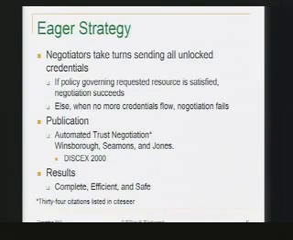Now, the simplest strategy that you can use for this is called the eager strategy. In it, negotiators take turns sending all the unlocked credentials. So negotiator 1 sends all the credentials that he basically considers public information. Then negotiator 2 replies with all of his public credentials plus any that have been unlocked by negotiator 1's public credentials. These may unlock additional credentials from negotiator 1 and so on until either the access control policy associated with the resource is satisfied and the negotiation succeeds, or else no further credentials can be exchanged, in which case the negotiation fails.